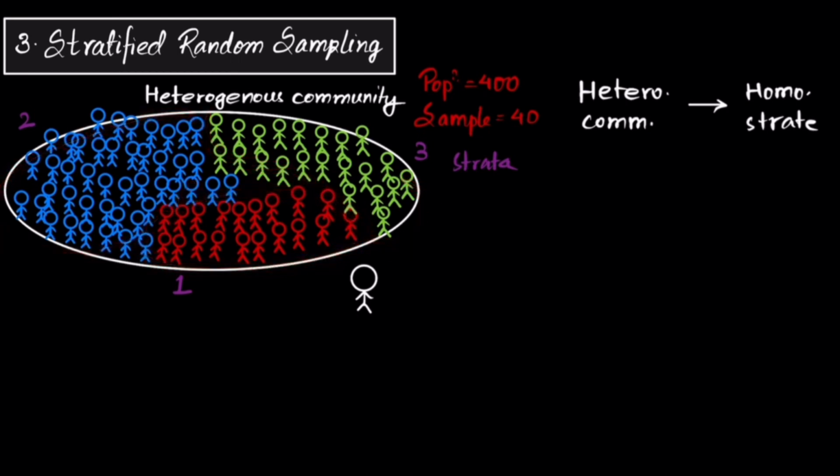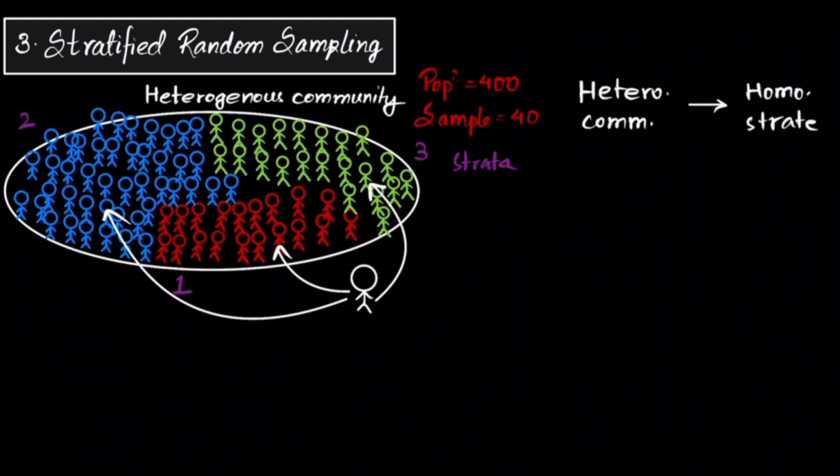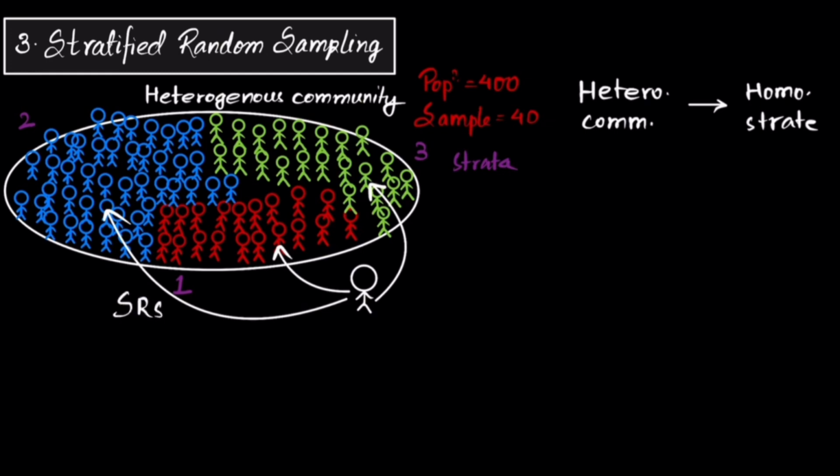Now, the surveyor reaches out to each of these strata, strata 1, strata 2, and strata 3, and in each of these subgroups or strata, the surveyor carries out SRS, either simple random sampling or systematic random sampling, making the sample highly representative of the actual population of the community. Stratified random sampling is similar to quota sampling if quota sampling was done randomly. This is what I mean.